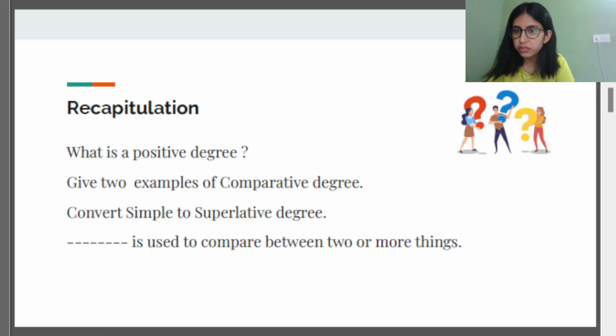So we are now done with today's topic. That was degrees of comparison. I hope everybody has understood what I tried to teach today, that is the different comparison degrees which we use in linguistics.